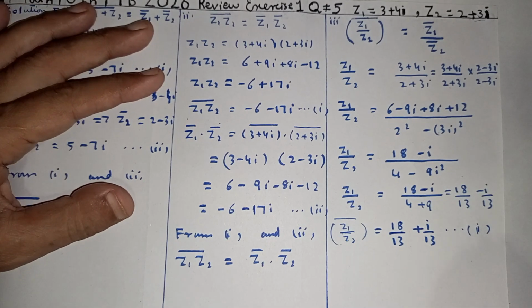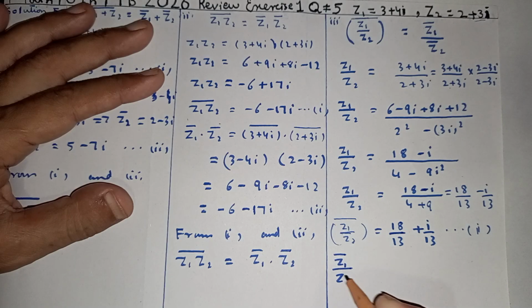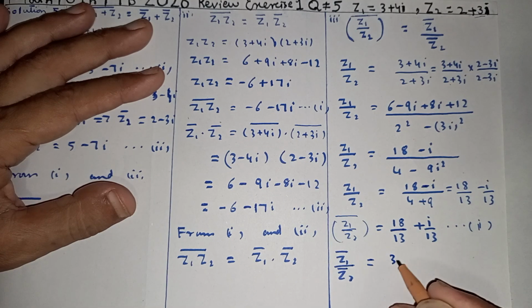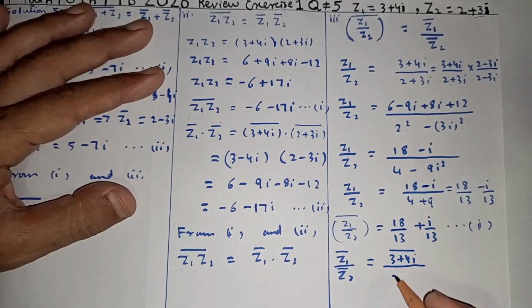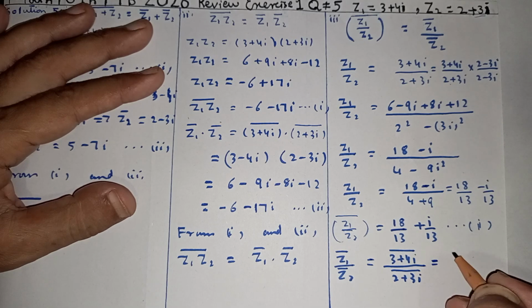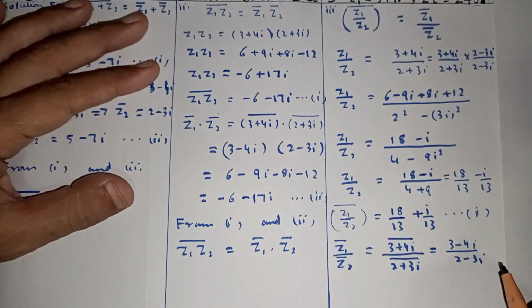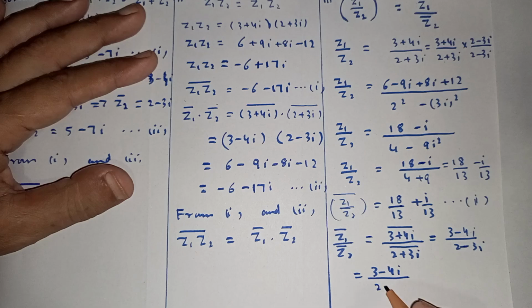Now, student, take the right hand side, which is equal to Z1 conjugate all divided by Z2 conjugate. Z1 conjugate, where Z1 is 3 plus 4 iota, divided by Z2 conjugate, where Z2 is 2 plus 3 iota, with the sign of conjugate. Take their conjugates, we get 3 minus 4 iota and 2 minus 3 iota. Now rationalize the denominator. Multiply and divide by the conjugate of 2 minus 3 iota, which is 2 plus 3 iota.